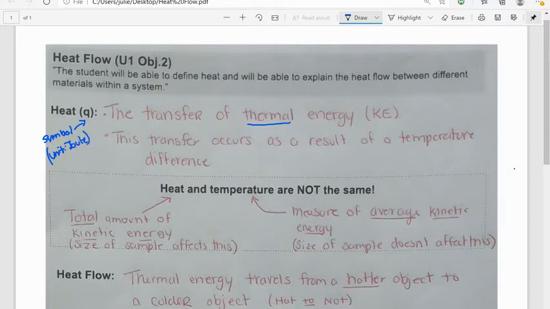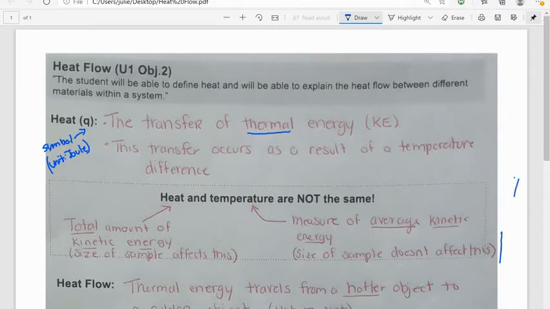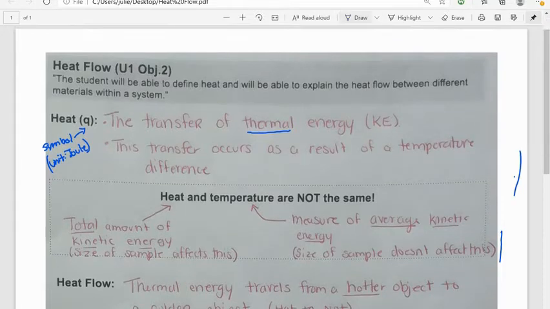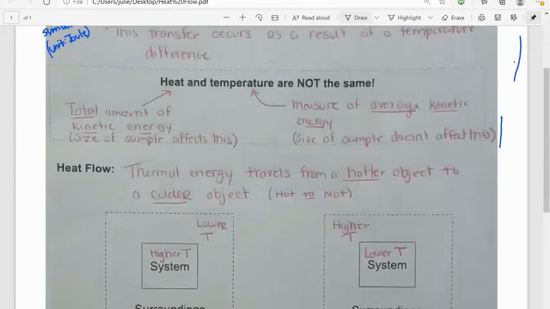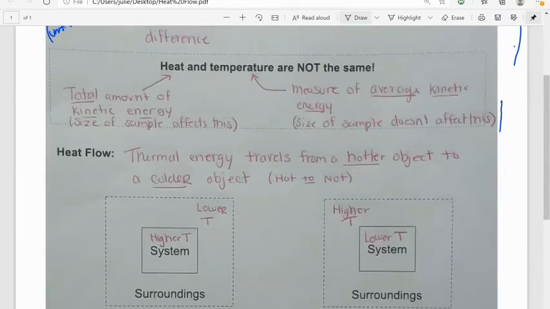So heat and temperature, remember, are not the same. Temperature we've already talked about. Temperature is a measure of average kinetic energy, which we've done in the previous lesson. So sample size doesn't matter in that case. If you have 50 milliliters or 100 milliliters of water, and they're both 20 degrees Celsius, they have the same temperature. Heat, though, is the total amount of kinetic energy. So the sample size does affect that. When we do calculations with heat, you'll be seeing mass being inputted because that's going to have an effect on that total amount of heat.